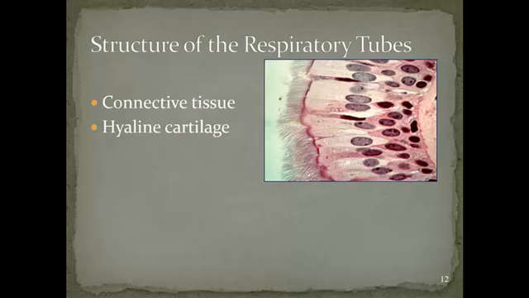The trachea, or the windpipe, is made of C rings of hyaline cartilage. It's about 6 or 7 inches long, and it does not collapse like the esophagus does. As the tubes decrease in size, the cartilage and the connective tissue decrease, and the smooth muscle increases slightly.